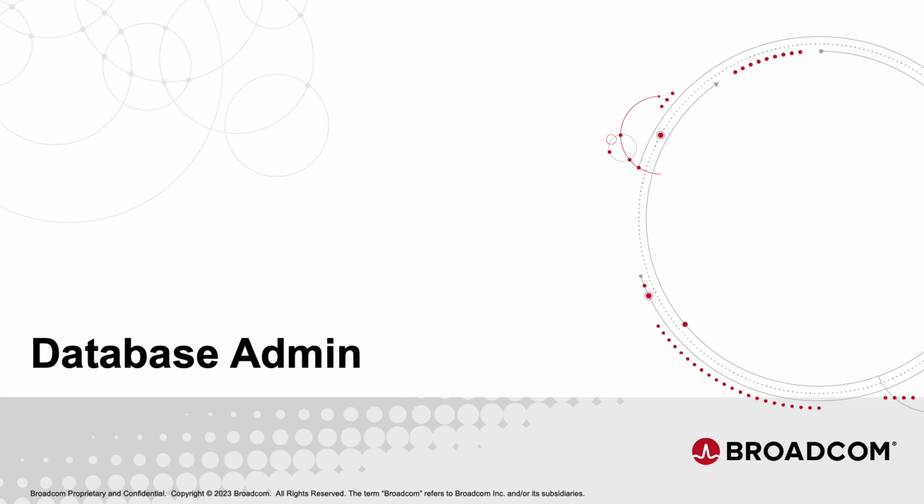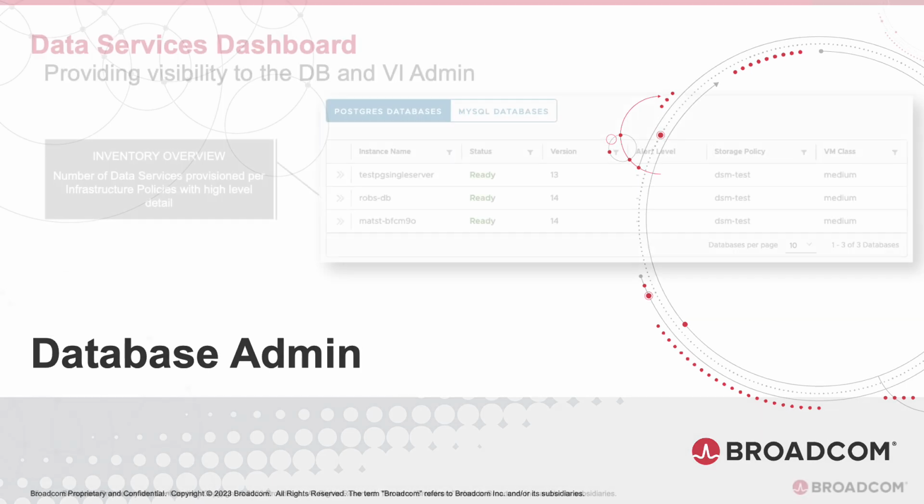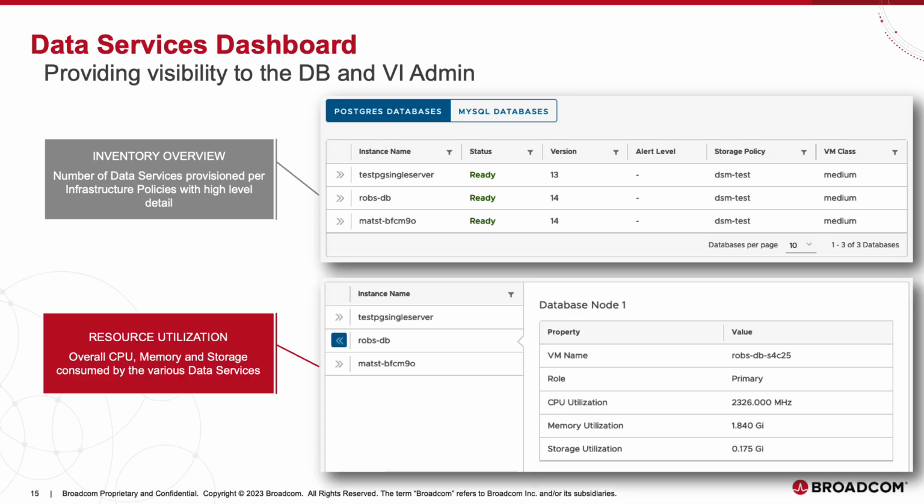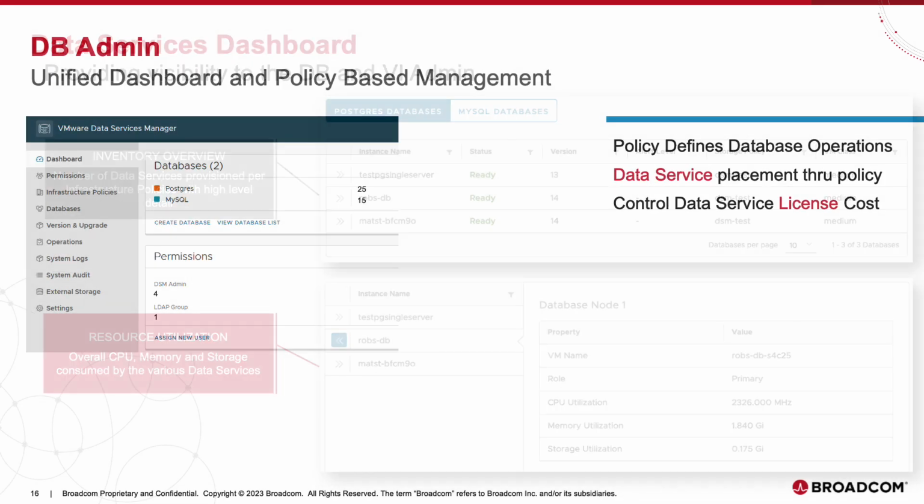Let's look at this from the view of the database administrator. The data and infrastructure teams can monitor both resources and inventory through the DSM UI. With the inventory overview, it's easy to see the set of data services deployed along with things like status, version, and various resource policies. Drilling into the details shows a consumption view. Overall CPU, memory, and storage consumed by the various data services.